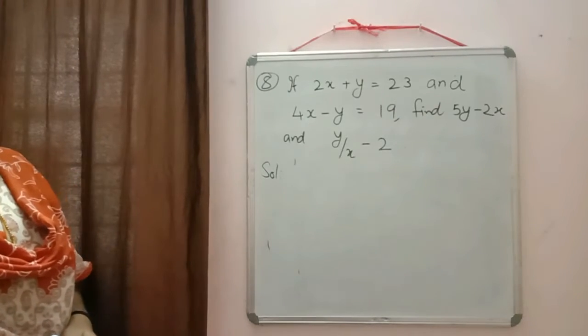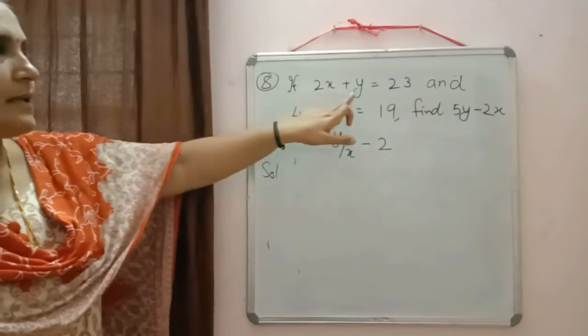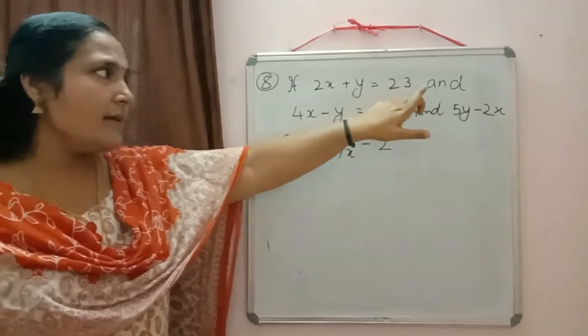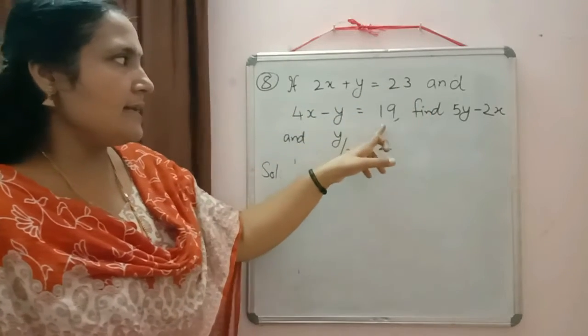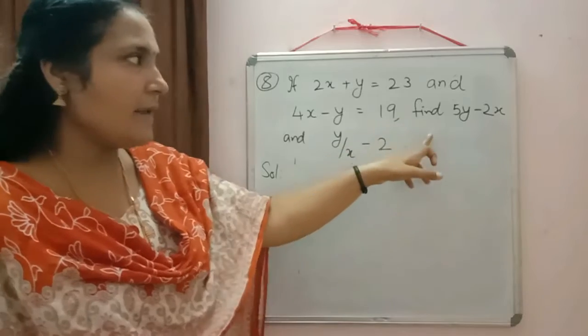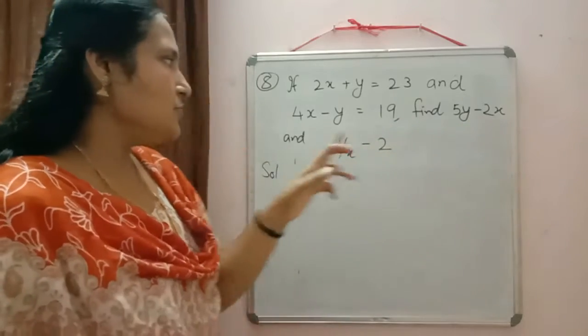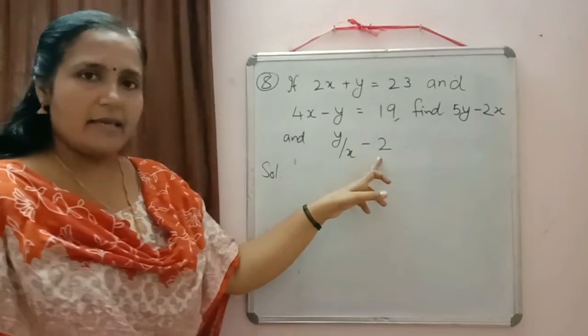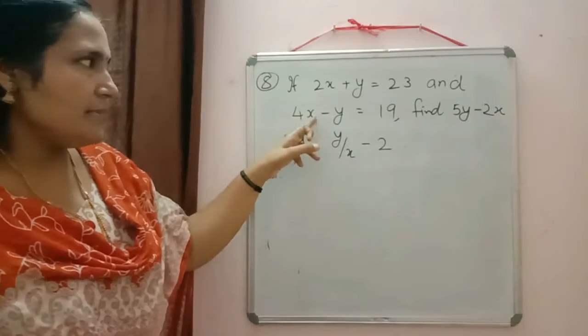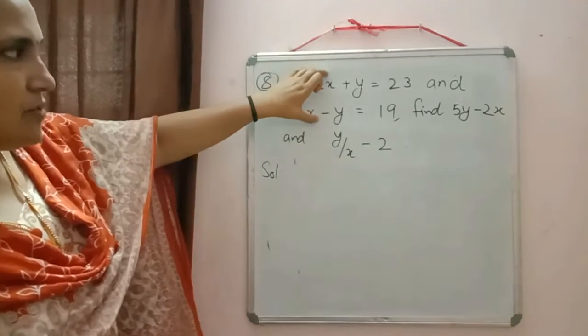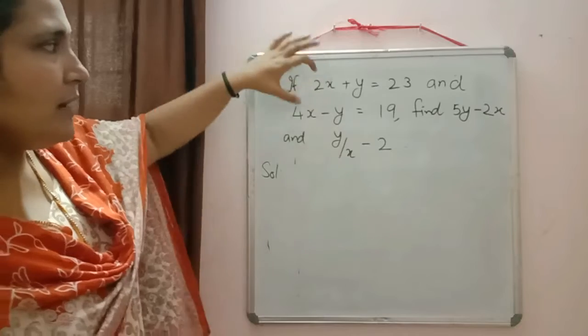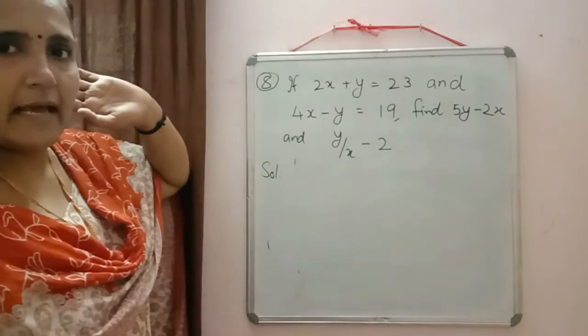In this question it is written, if 2x plus y is equal to 23 and 4x minus y is equal to 19, find 5y minus 2x and y by x minus 2. So these two pieces of information are given. Using these two, first we will find the values of x and y.